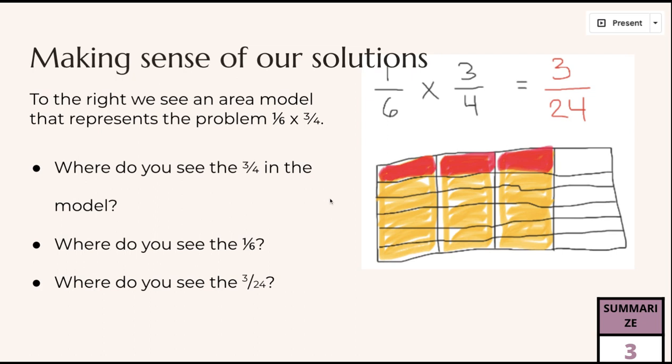So to the right, we see an area model that represents the next problem, 1/6 times 3/4. Where do you see 3/4 in this model? Is it yellow or red? If you said yellow, you are correct. If you look, there are 4 equal sections that have been split in columns here on this rectangle, and 3 out of those 4 have been shaded.